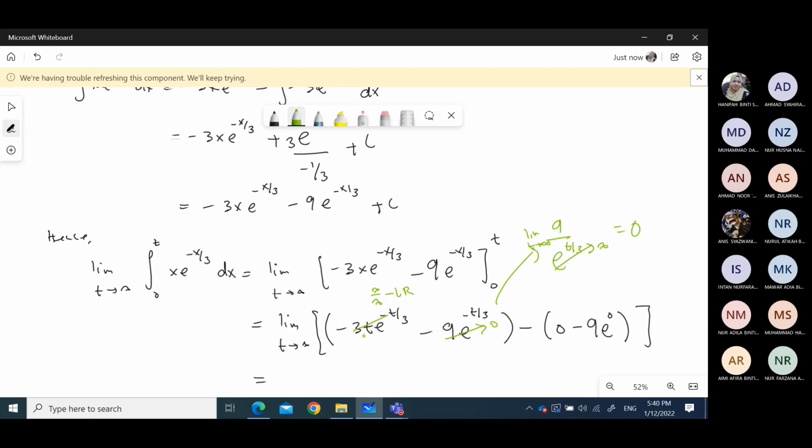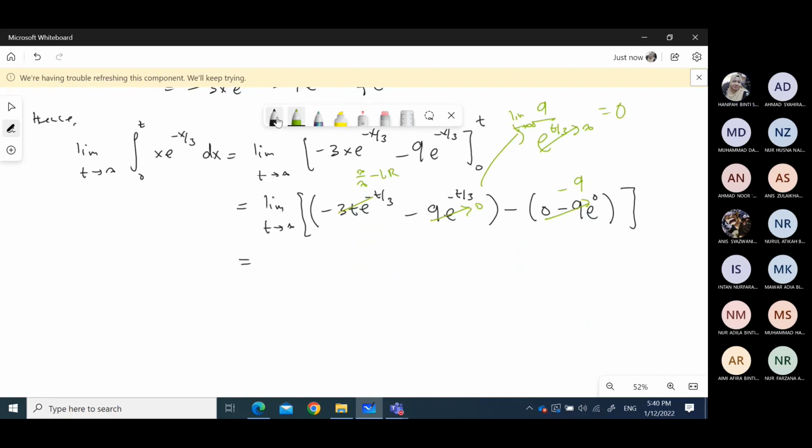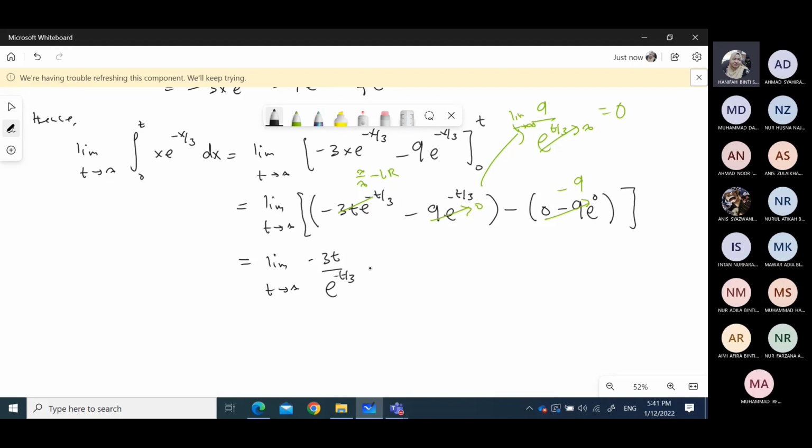Okay. So this one we get infinity over infinity, so you need to apply L'Hopital's rule. This one is equivalent to -9. So inside here is -9. Okay, apply L'Hopital's rule. This one gives 0. Limit t approaches infinity of -3t over exponent -t over 3. Apply L'Hopital's rule: derivative with respect to t of -3t over derivative with respect to t of exponent -t over 3.